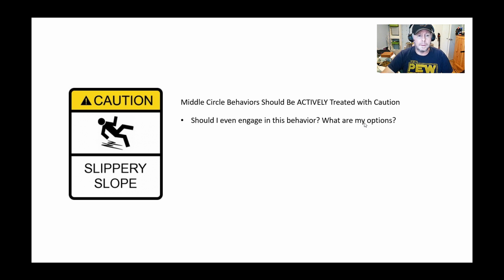Things you should be thinking about are: should you even be engaging in this behavior? I know this sounds pretty self-explanatory, but sometimes those things in the middle circle we can't avoid. They might be job related. They might be visiting family. Sometimes you can't get out of family obligations. But it's always important to ask yourself, is this something I can actually get around, or can I do something else in its place? And sometimes you do have other options. Maybe you haven't really thought that out yet.